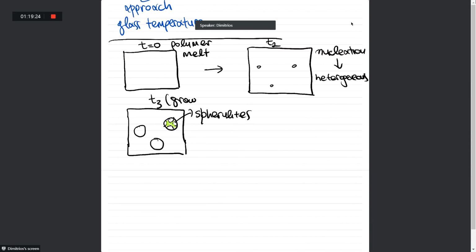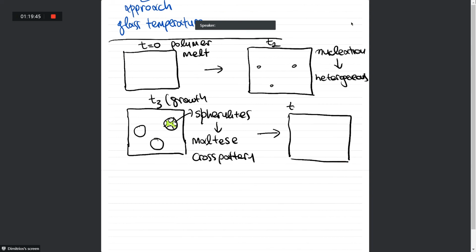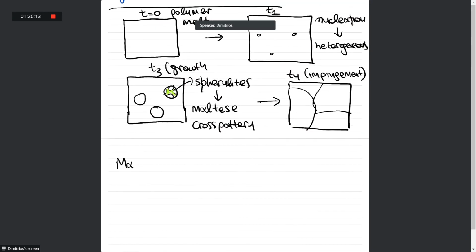Okay, this is the process where growth takes place. Spherulites, and so the Maltese cross pattern. Okay. And then at T4, we have impingement. The spherulites grow so much that they touch against each other and they cannot grow anymore. So in this case, we can have spherulites looking like that. Okay, Maltese cross.